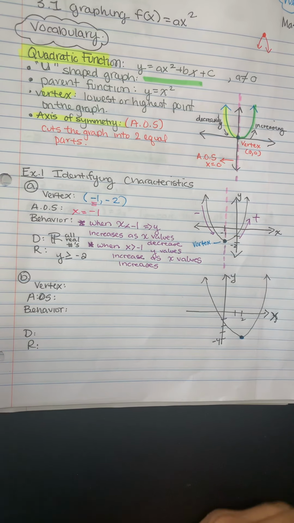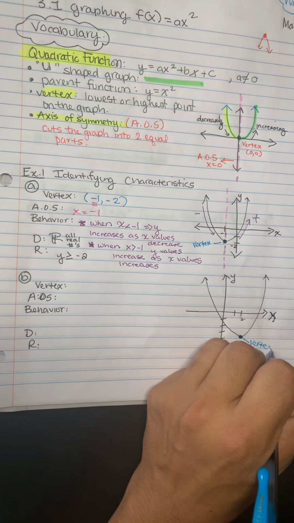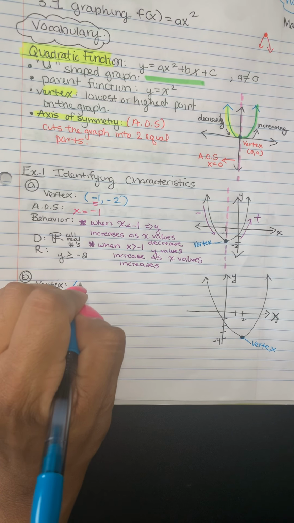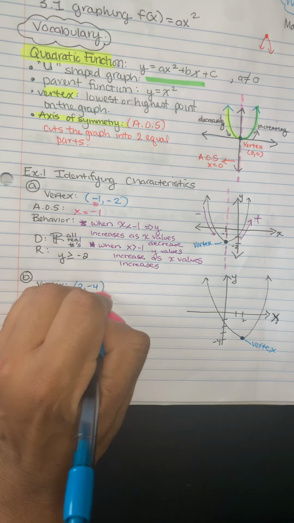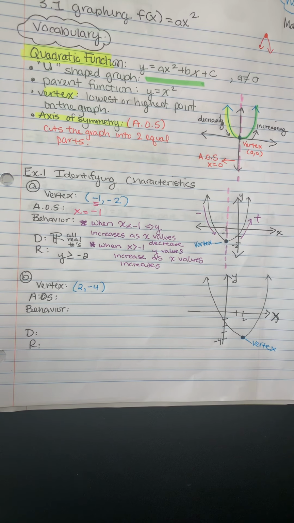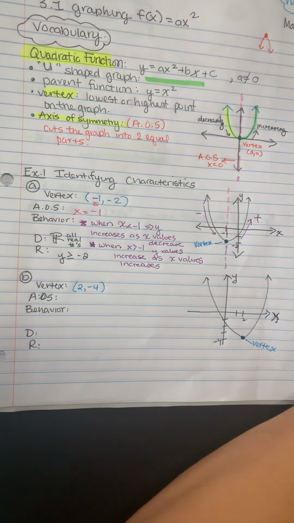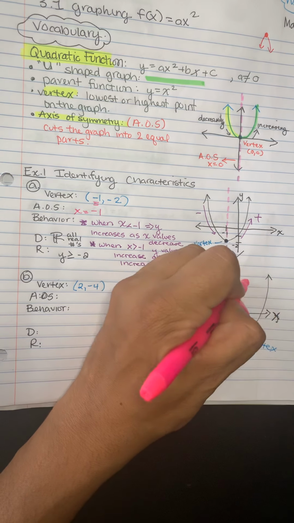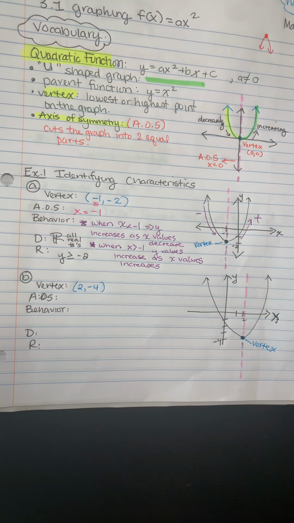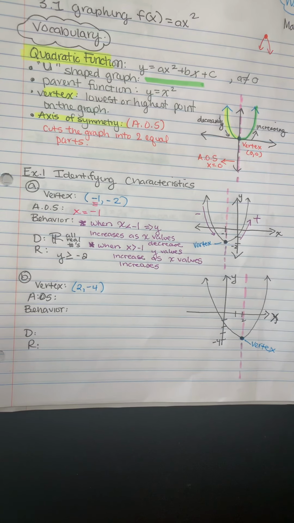There it is. Again, it's the lowest point on the graph. And our vertex is (2, -4). Over 2, go down 4. That's where it's at. Our AOS could be a dotted or a solid line. Because I already have solid lines here, I'm just going to create a dotted line. Okay, it really doesn't matter.